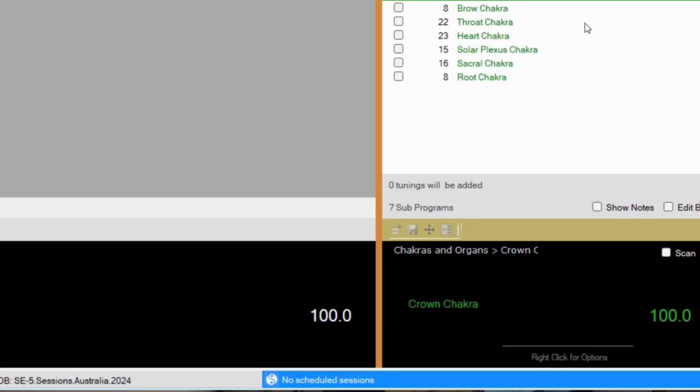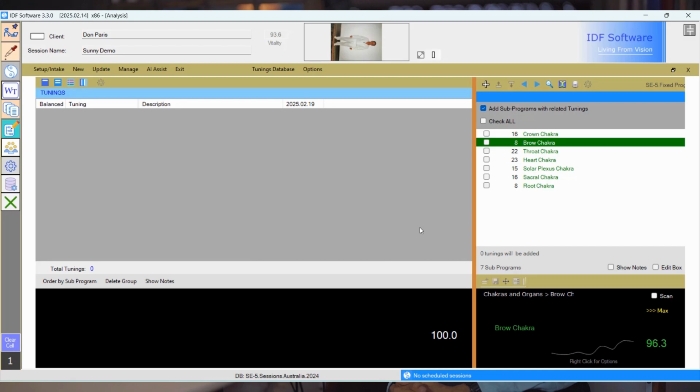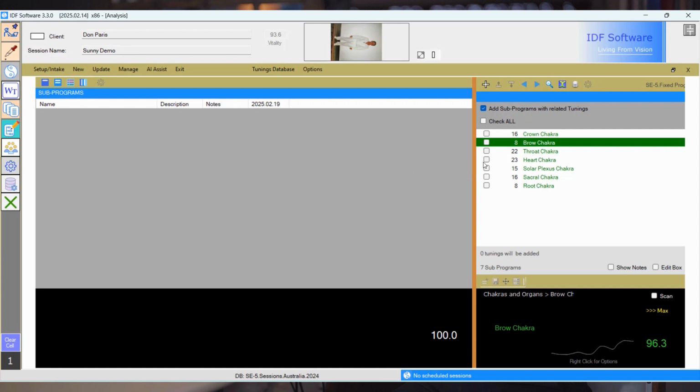So I have a little graph down here, and when I rub on this plate, it'll start moving the graph. What I'm looking for is the resonance peak. When I start dialing down from 100%, I get a stick at 96.3%. That means your crown chakra is at 96%, so it's almost in a balanced state. It's very close to being in balance, so I'm not going to look deeper into that one right now.